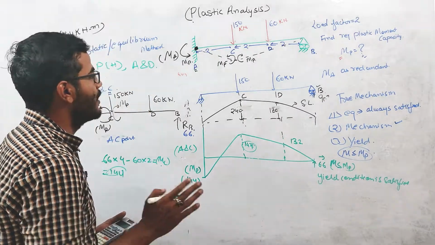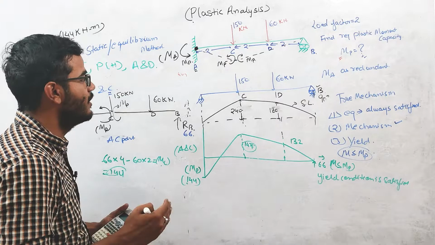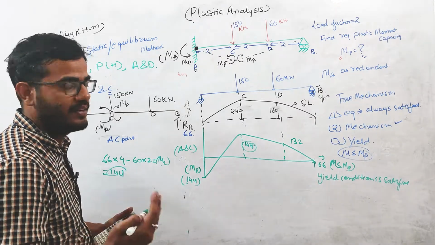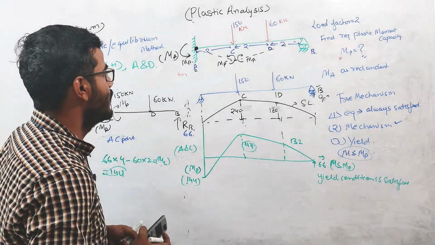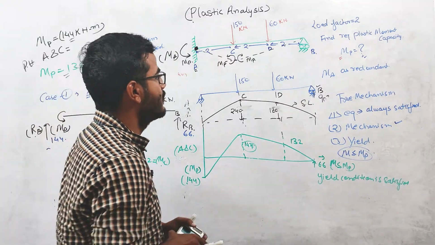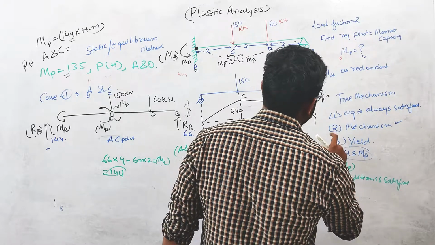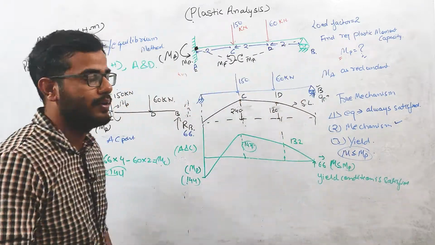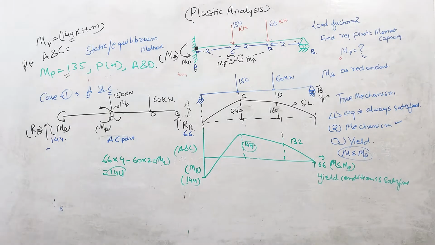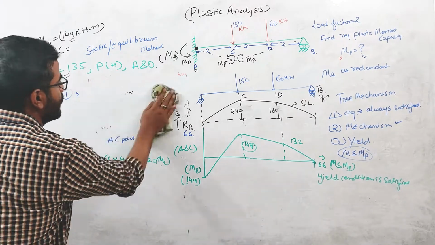Okay, why are we doing all this? Because we are getting two moments, and we need to find the required design capacity for this beam. For that we should know our true mechanism, and the true mechanism is that mechanism which will satisfy these three conditions. That will be our true mechanism. Okay, so now this thing is done. Now we will discuss case 2, where the plastic hinges are formed at A and D point.